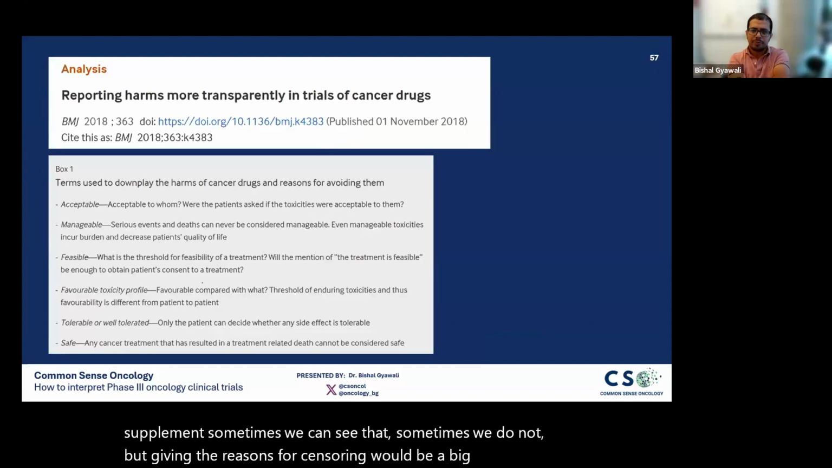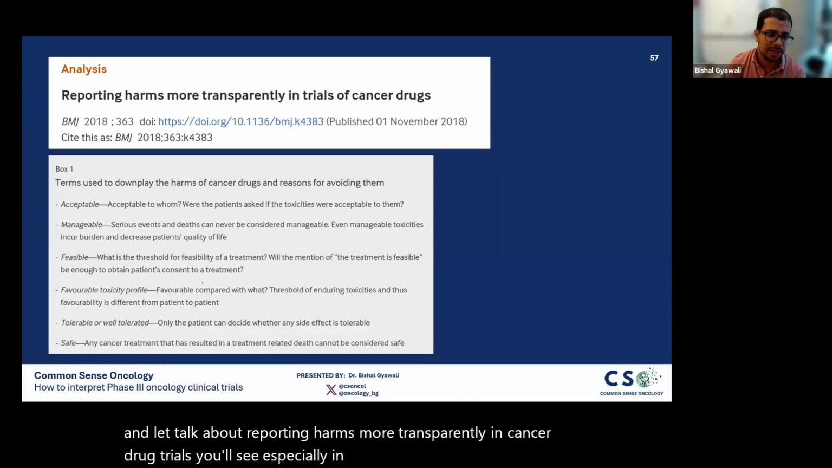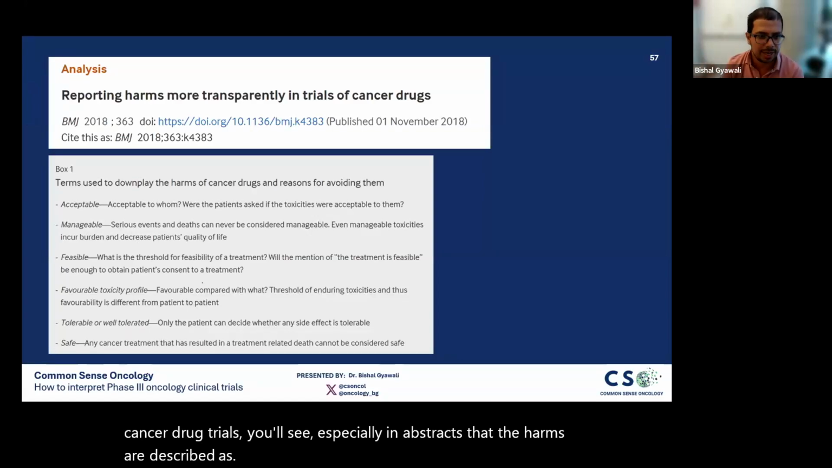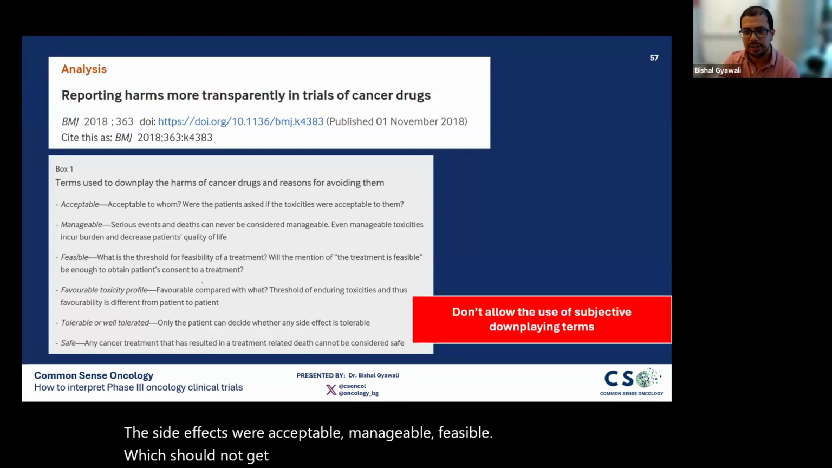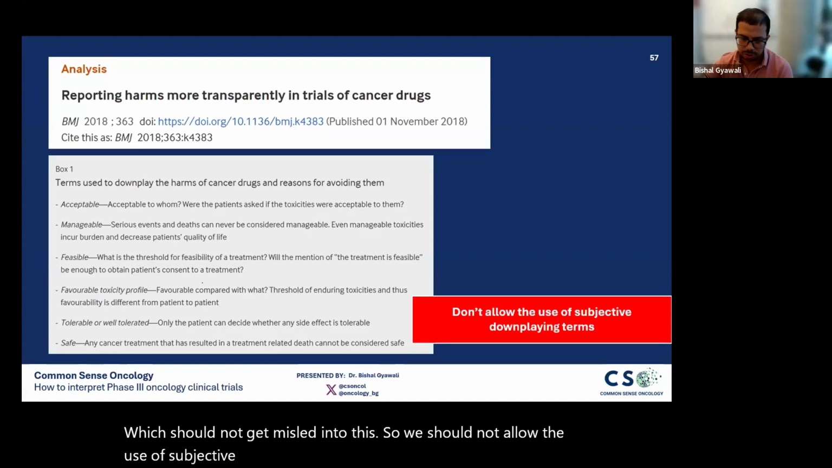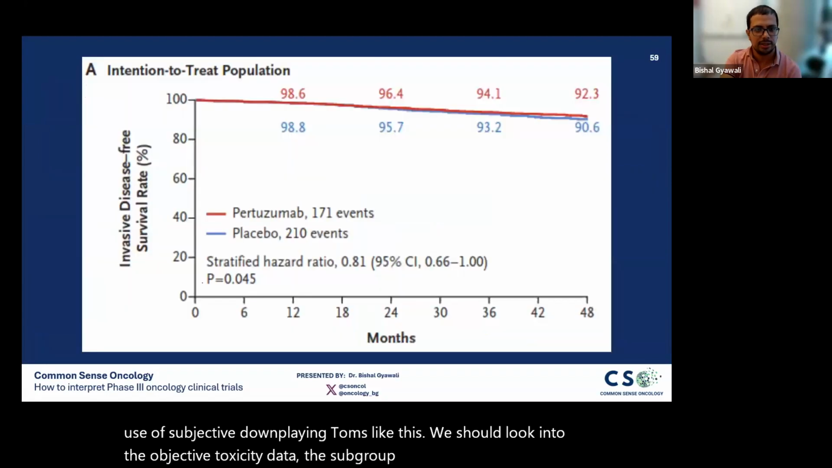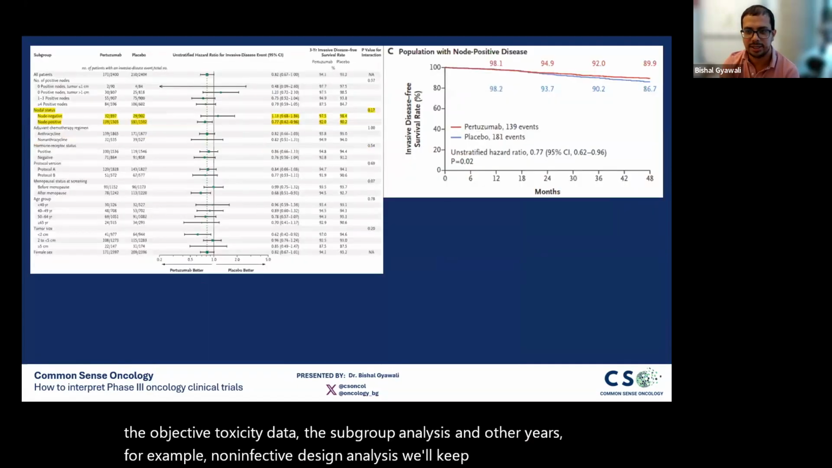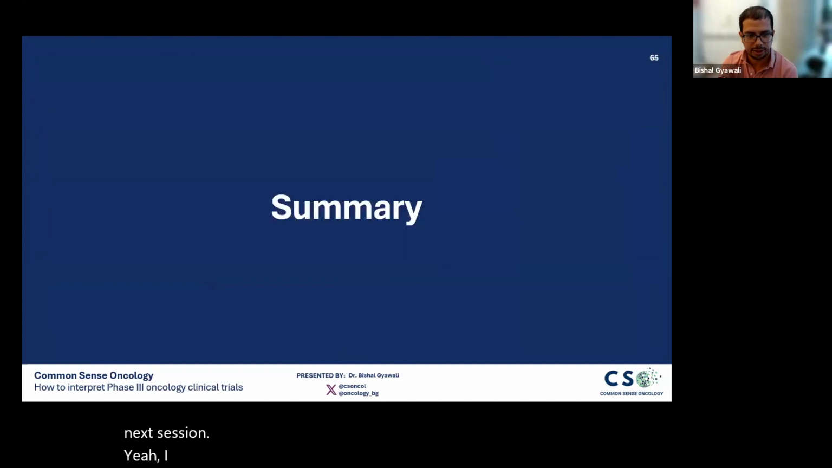And finally, I'd like to talk about reporting harms more transparently in cancer drug trials. You'll see, especially in abstracts, that the harms are described as side effects being acceptable, manageable, feasible. We should not get misled by this. We should not allow the use of subjective downplaying terms like this. We should look into the objective toxicity data. The subgroup analysis and, for example, non-inferiority design analysis, we'll keep for the next session. I think we'll end it here today.